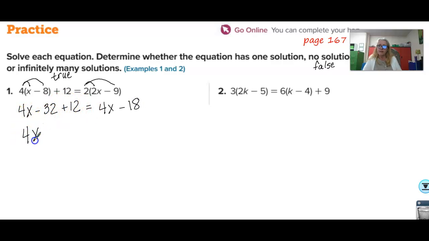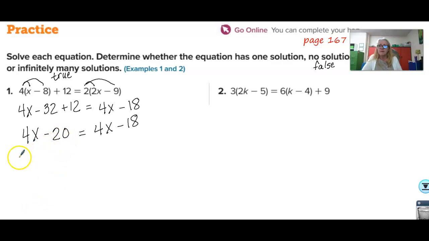All right, we have 4x, a negative 32, and a positive 12 gives us a negative 20 equals 4x minus 18. Now, you'll notice that your variable terms are the same, but your constants are not. So this is one of those special cases. If you aren't sure which one, you can keep solving it, but you might be able to tell at this point that the left side and the right side are never going to be equal. The left side's always going to be 2 less because you're subtracting 20 on the left and 18 on the right.